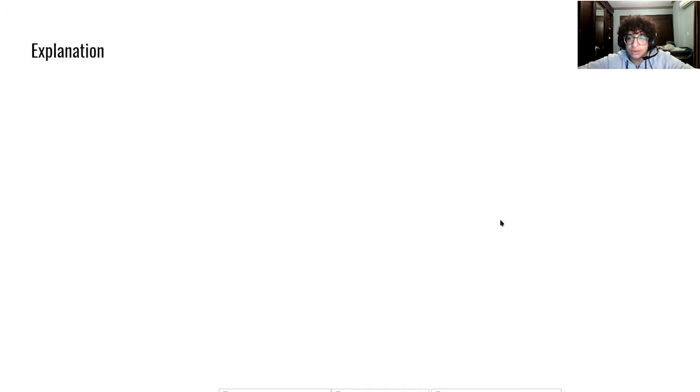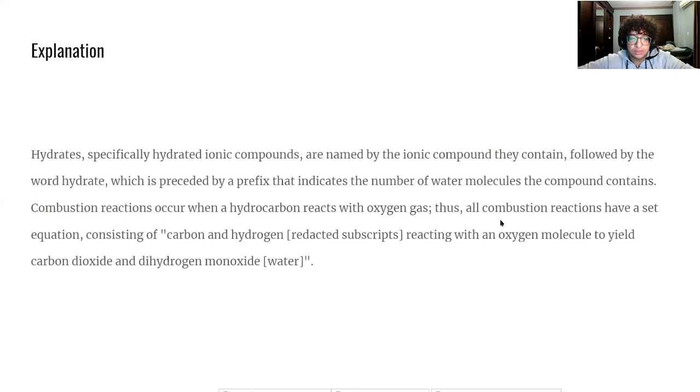Simple explanation for hydrates and combustion very quickly. Hydrates, specifically hydrated ionic compounds, are named by the ionic compound they contain, followed by the word hydrate, which is preceded by a prefix or the coefficient inside the equation that indicates the number of water molecules the compound contains. So that's just the hydrates part. Usually, as already stated, the coefficient is going to be the prefix, and you're going to need to find that coefficient in order to answer the question. And that's usually the format of the hydrates, but in rare cases, you'll find there are other questions.